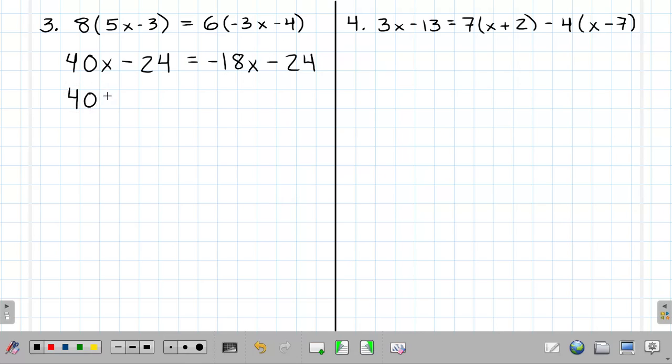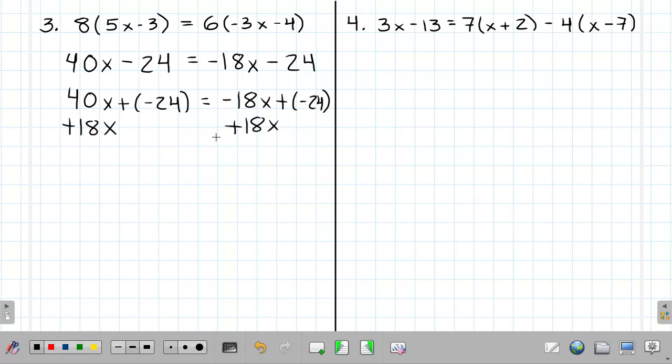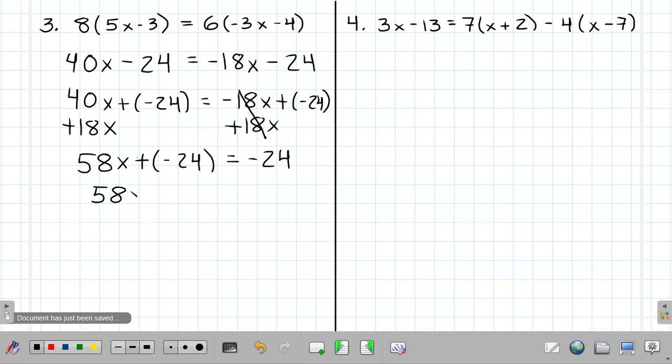So once again, I'm going to write this as a sum just so I can see what all my terms are, so I know what I need to add or subtract from both sides. In this case, I need to add 18x to both sides. The reason for that is I want to get rid of it on this side. 40x plus 18x is 58x. Ooh, that's a weird big number there. Technically, we still have the plus -24. Well, that's equal to -24. Once again, we still can't really tell what the answer is going to be here. So let's keep going. 58x minus 24 is equal to -24.